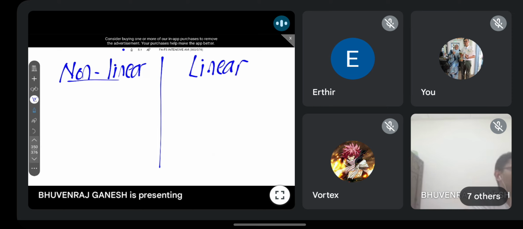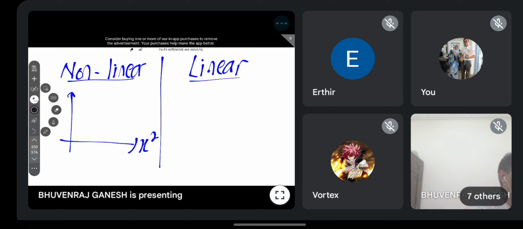Okay, so let me give you an example of how we actually change a graph. Let's say this first graph is y over x against x square. Simple, I don't want to confuse you all, so I use y over x.